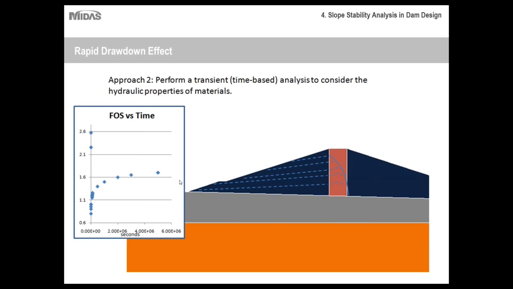So that's one of the main things to keep in mind: for projects where you feel that the slope might fail during rapid drawdown, where the factor of safety might drop to a very low point, a point that would need to ultimately be changed for future design purposes, then approach 2 would be useful for you.